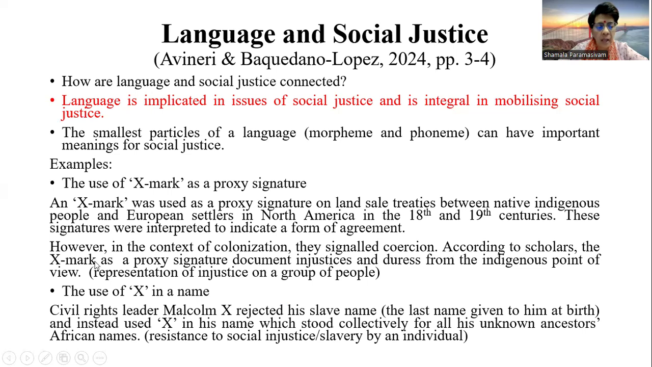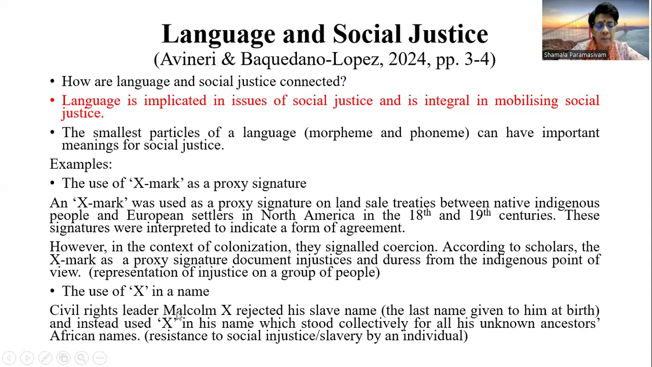According to scholars, the X mark as a proxy signature documents injustices and duress from the indigenous point of view. So this language element, just this morpheme, is a representation of injustice on a group of people. So this is how language is implicated in social justice. It's an example.